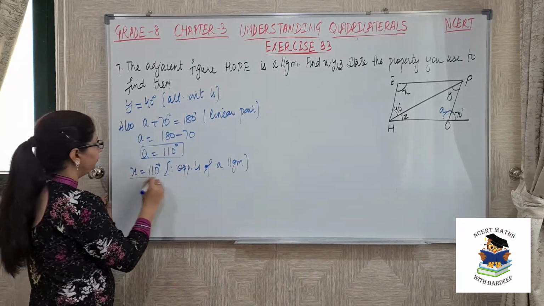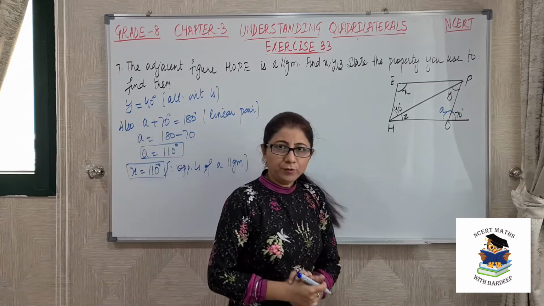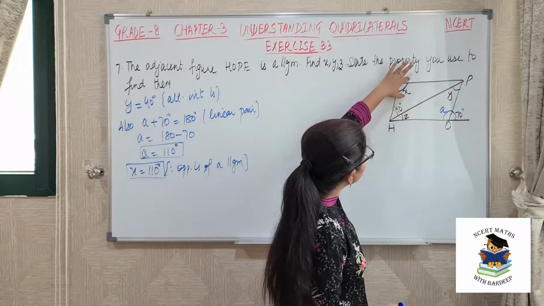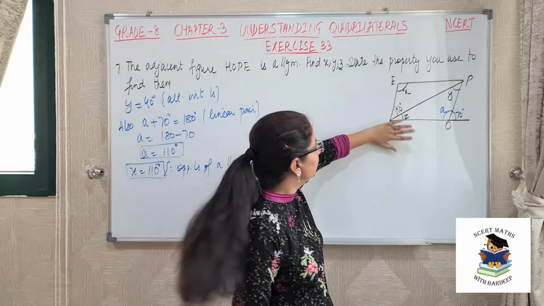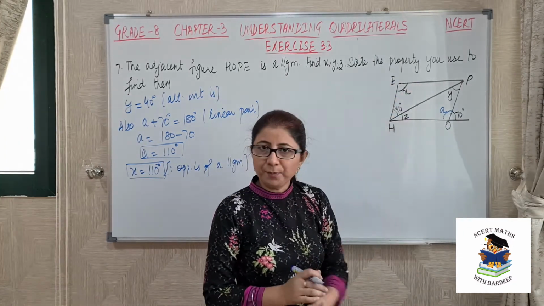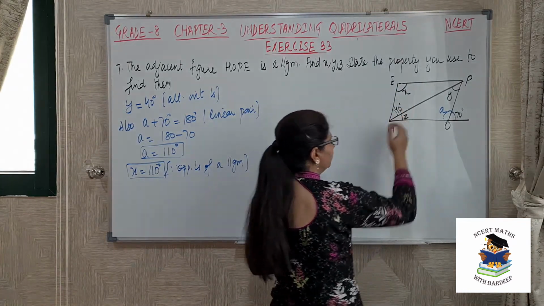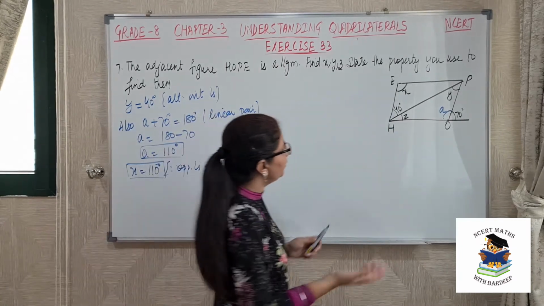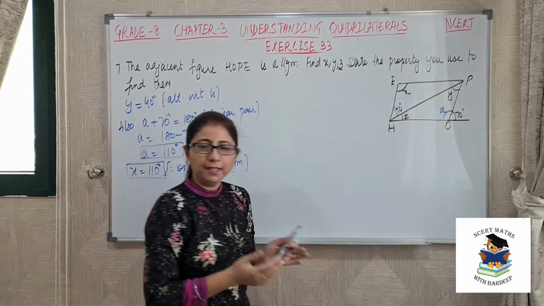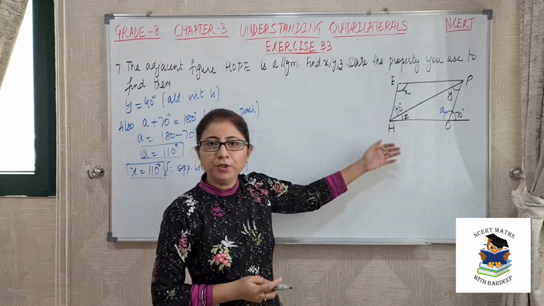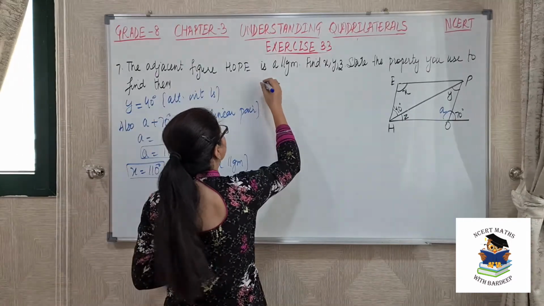Now we are left with z. We have two options to do this. If this is 110, this should be equal to 70 degrees because together they are supplementary. So one way is to find the total angle as H and then find the value of z. The second way is z plus y plus A is 180 degrees, the angle sum property of a triangle. You are free to use any method. I'll go with the first one. So how to write?